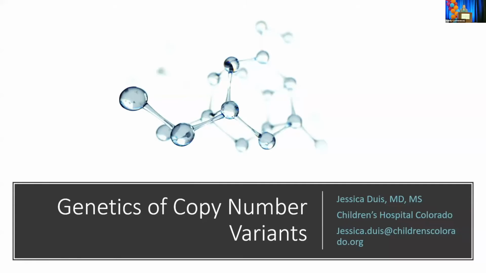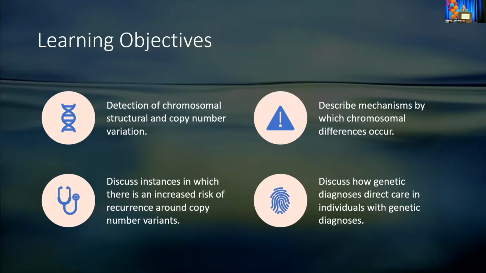I'm going to talk in general about genetics, and then there'll be some breakout sessions that will be specific to each specific syndrome. So these are some of our learning objectives. I'm just going to, in general, talk about chromosomes, copy number variants, and then some of the mechanisms by which we see these occur. And then we'll talk about how genetics can be involved long-term in care.